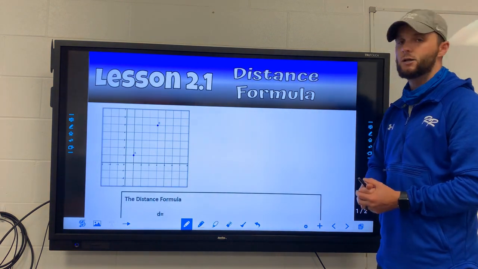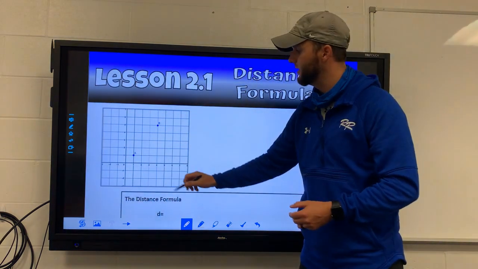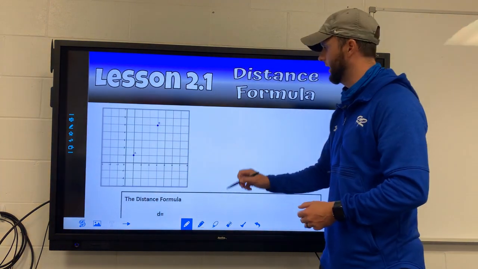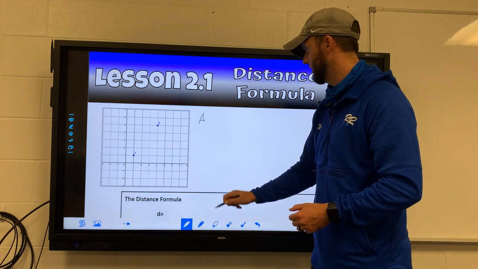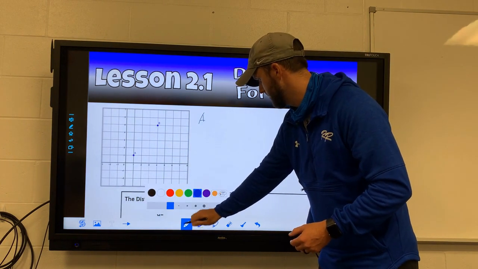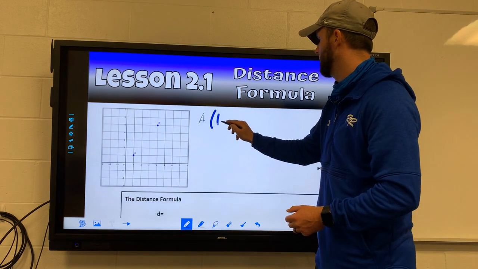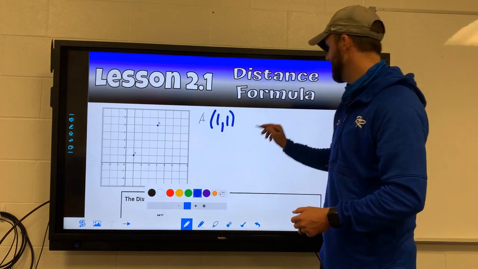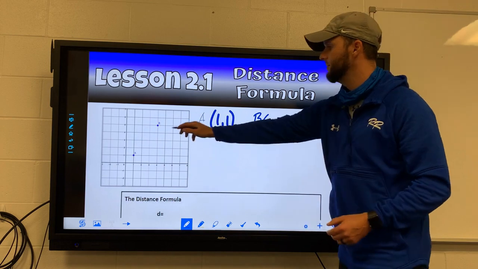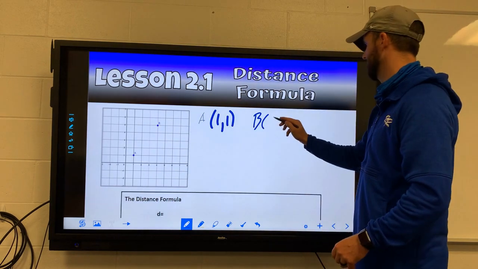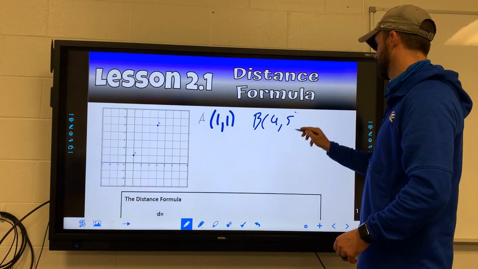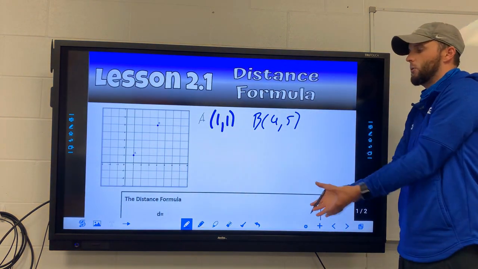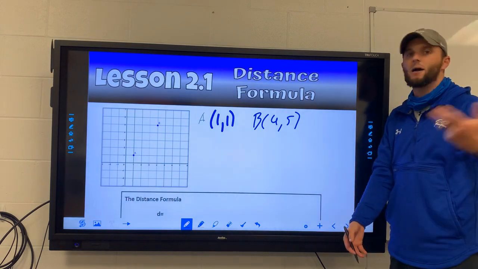So the first thing we need to do on this right here is find what A is as a coordinate and what B is as a coordinate. So point A here, it looks like, I'm going to make this a little bit bigger. Point A here is going to be (1, 1), okay? B here is going to be, it looks like (4, 5), okay? And so we're going to take the distance formula, plug these points into that, and it's going to pop out our distance.